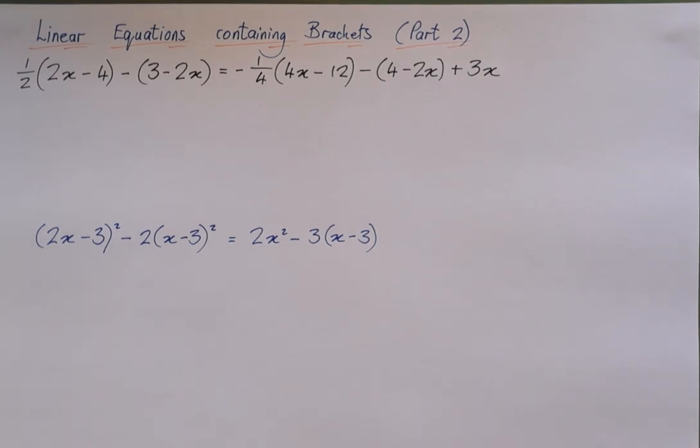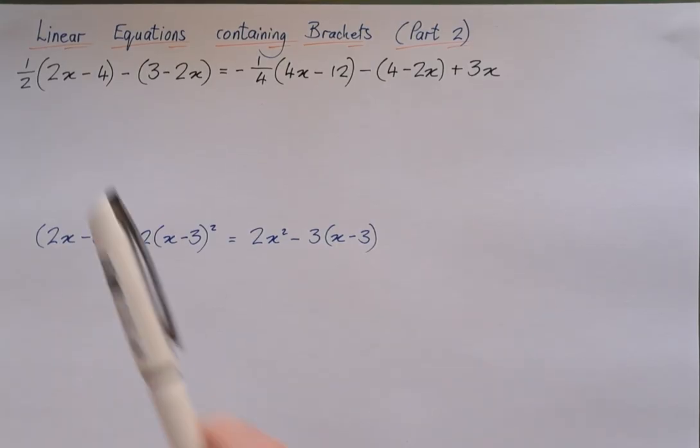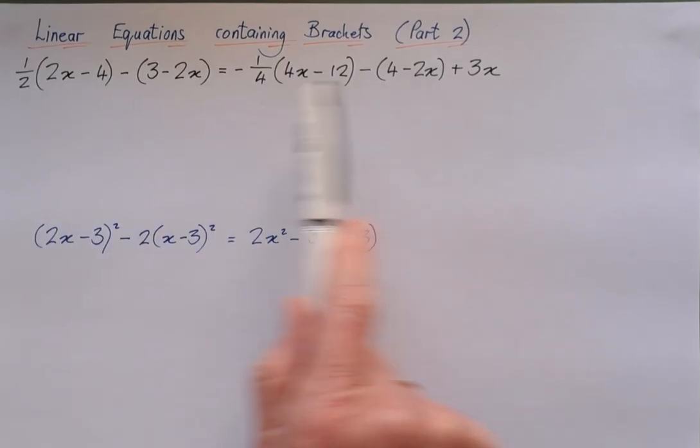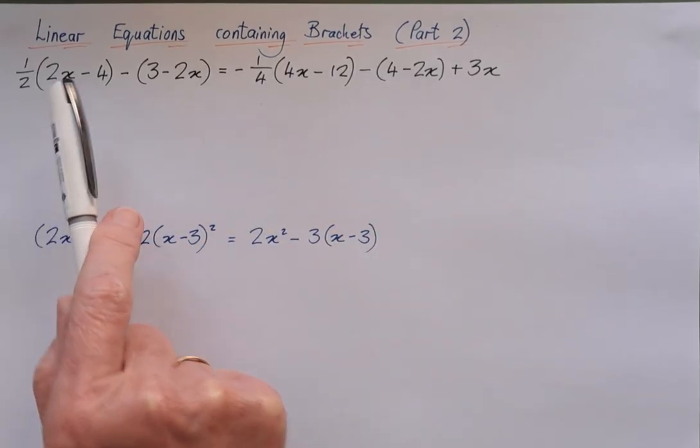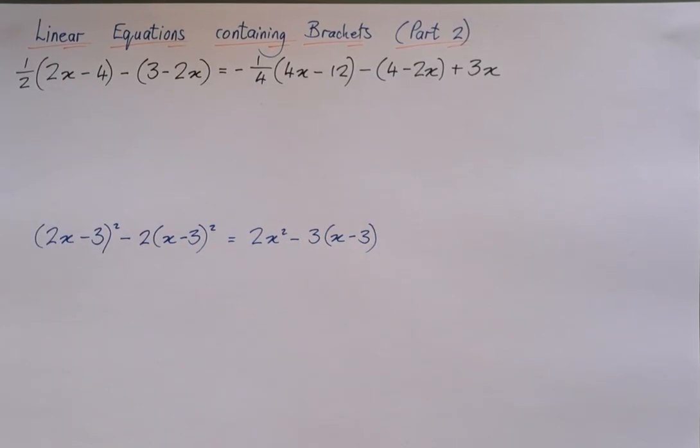Right, in this part 2 of linear equations containing brackets, let's push ourselves a little bit further and see what kind of challenges can arise when we're doing these types of equations. So first of all, in this one, we can see that we've now got a fraction being multiplied into a bracket, and another fraction being multiplied into a bracket. So there's no need to panic.